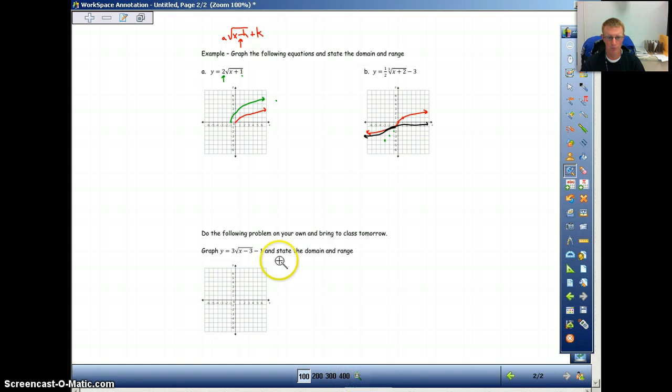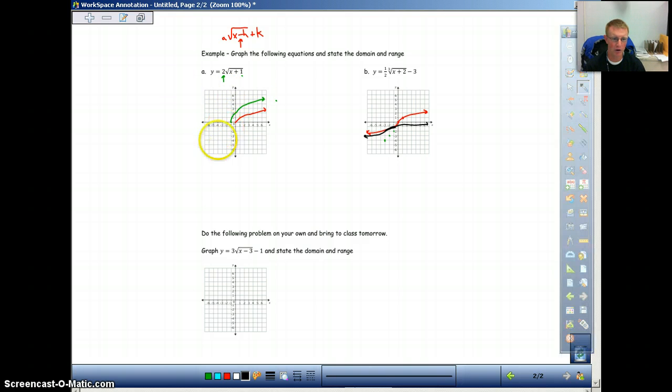So here we go. Domain for this first one. If you look at your graph, the green is our graph. So we started at -1. The domain is going to be x is greater than or equal to -1 because it goes anything greater than that. And then the y value, or the range, is going to be y is greater than or equal to 0 because we did everything above the x-axis.